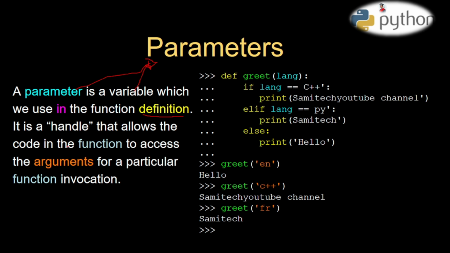So it is a handle that allows the code in the function to access the argument for a particular function invocation. So look here, lang is a variable. It is passed from the function definition. Then this variable may hold different values when we call this function. So when we pass these different values, that is called an argument. The variable in the function definition is called a parameter. If lang is equal to C++, print Sami Tech channel.